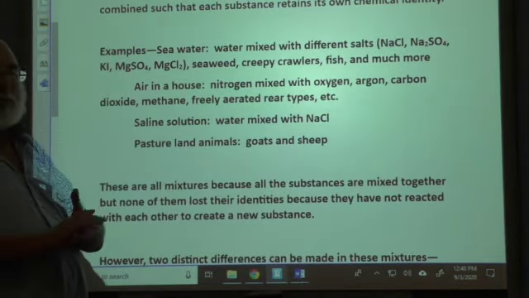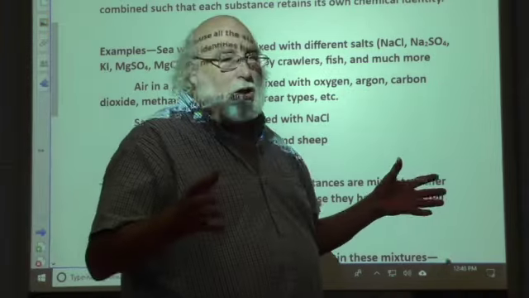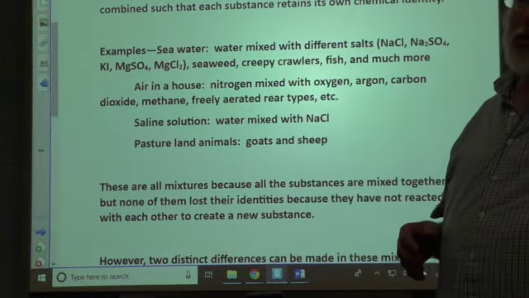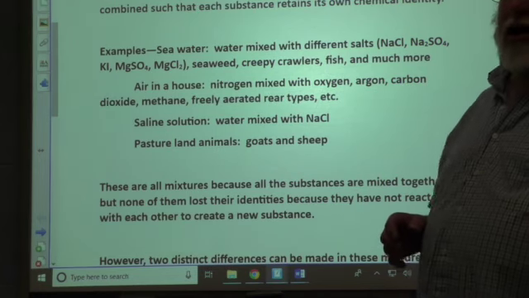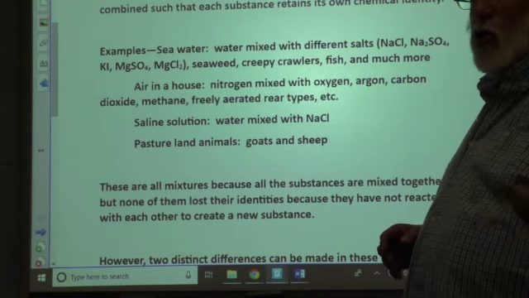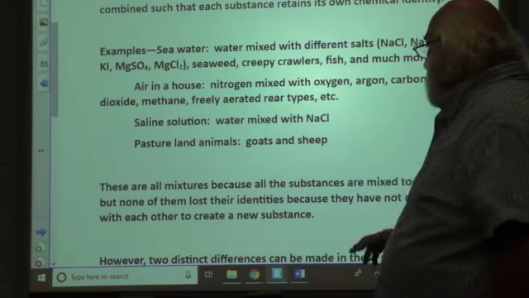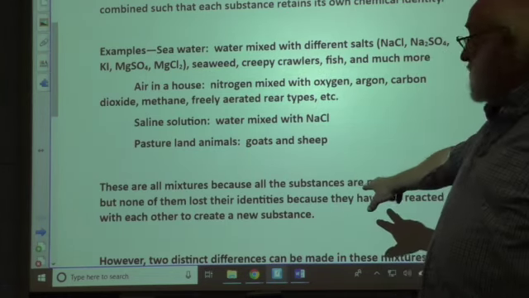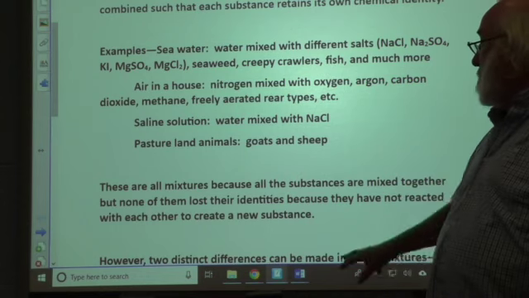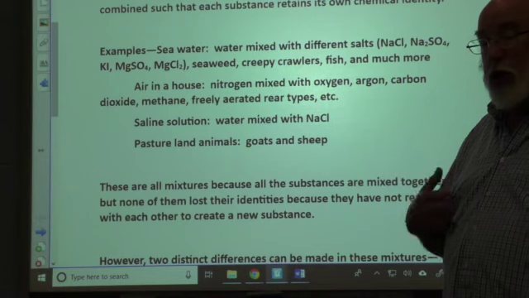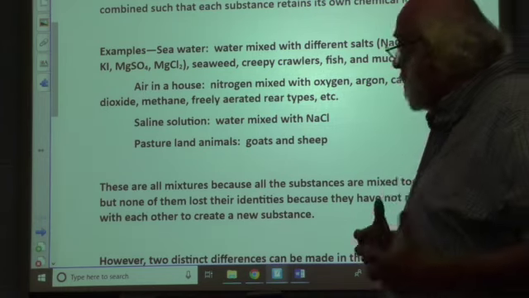Those are 4 examples. And most of the materials on Earth are either compounds or mixtures. It's not that common to see pure elements. These are all mixtures because all the substances are mixed together, but none of them lost their identities because they are not reacting with each other to create a new substance. So that's what mixtures are all about.